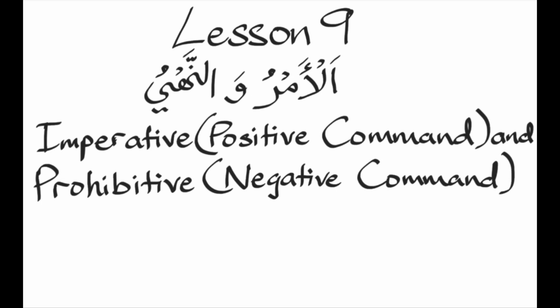So an example for Amr, which is an imperative or positive command, would be go, read or write. And an example for prohibitive or negative command would be don't do this, don't do it, don't go, don't fear. So all of these would be Nahi. Now remember that in Arabic, Amr and Nahi come from third person and second person. You don't really need to know this, but I'm just telling you just so you know.